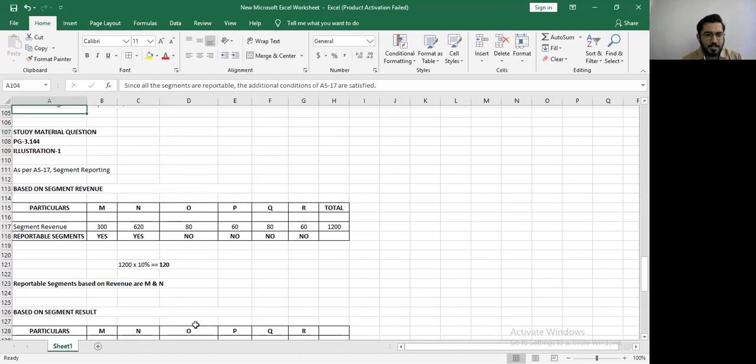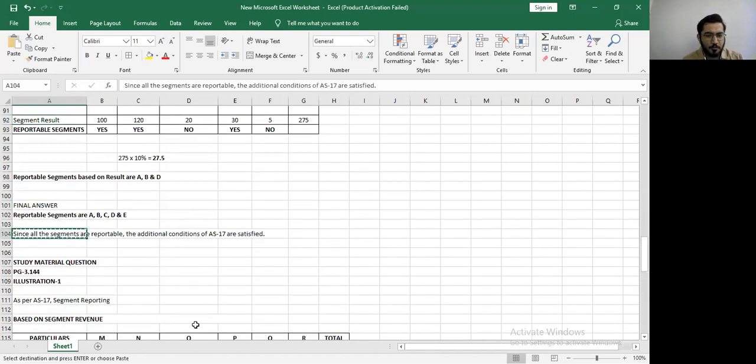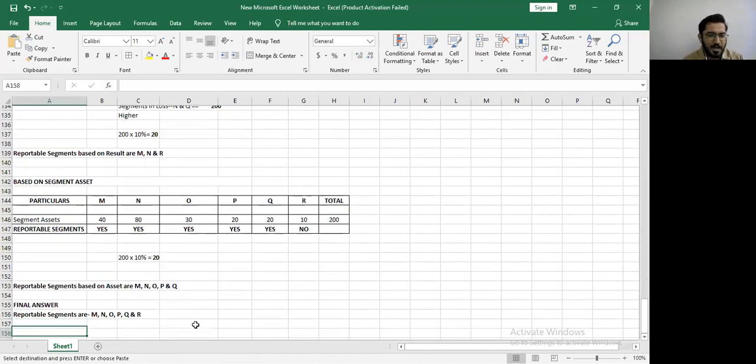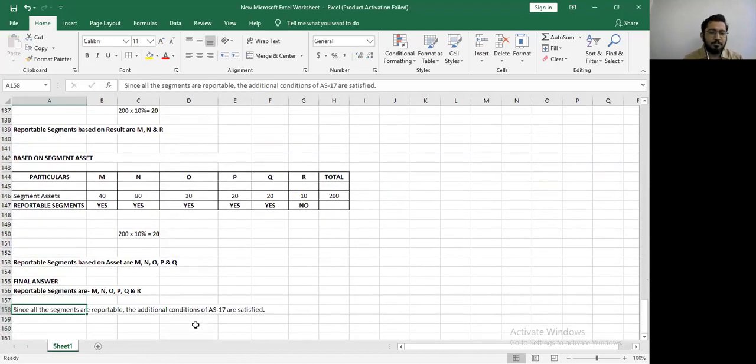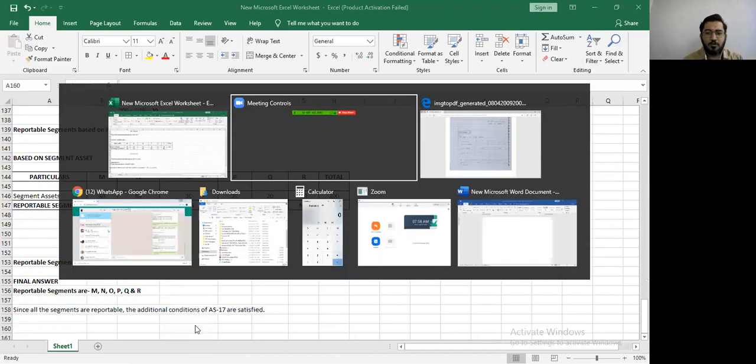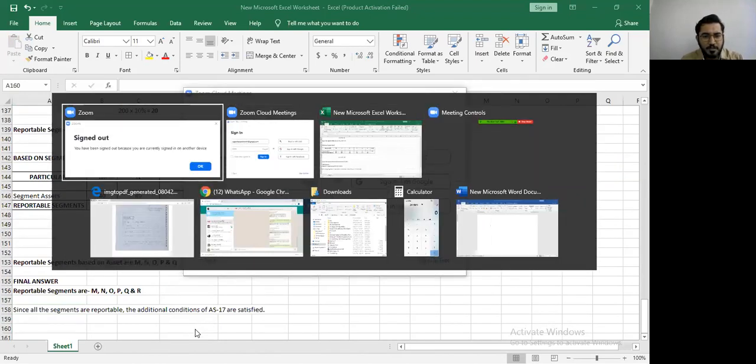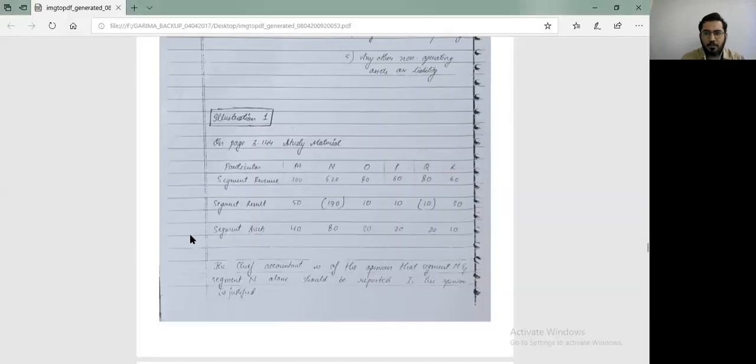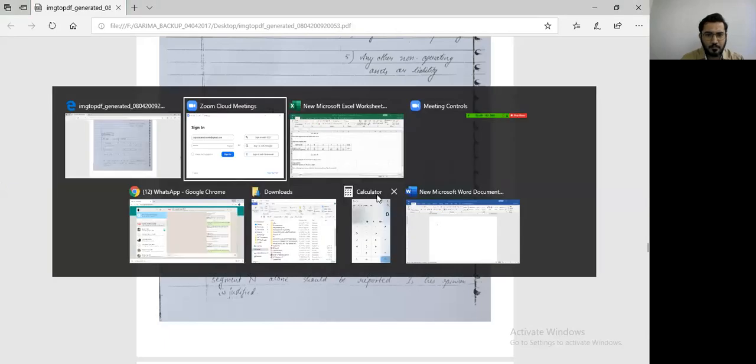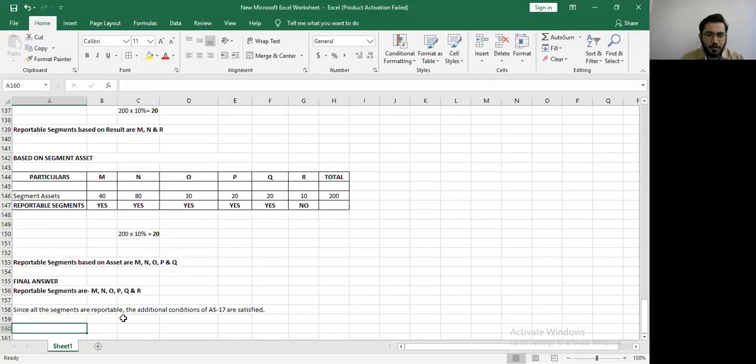You will again put that statement that since all the segments are reportable, no need to satisfy any of the additional conditions. So let's put that also: additional conditions of AS-7 are satisfied. And the most important question, look at the question, what have they asked you? They have asked you, what is the opinion of the chief accountant.